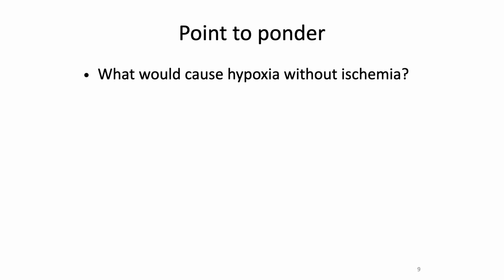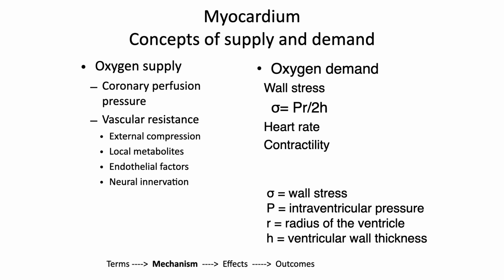And I'll pause. So one of the things that could cause hypoxia without ischemia is anemia. With anemia, if you can't carry oxygen as much as you need to, you can pump all the blood you want, but if there's not enough red blood cells to carry the oxygen, an individual is going to become hypoxic.